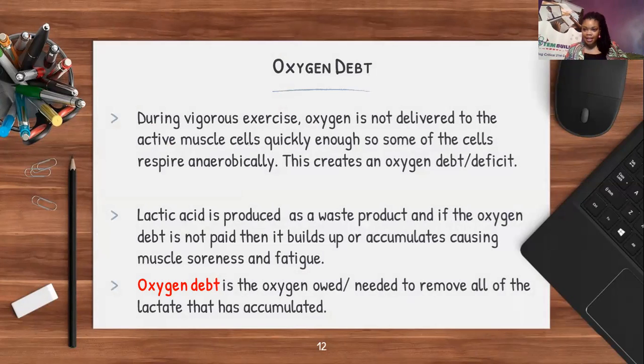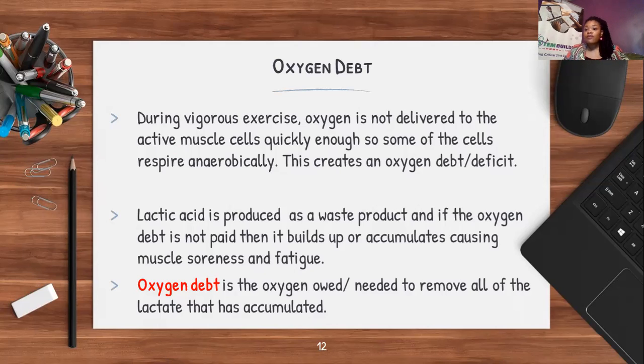Now, what is oxygen debt? That is a question that is often asked in some form, and you have to understand the principle of it in order to apply the knowledge, right? So during vigorous exercise, oxygen is not delivered to the active muscle cells quickly enough. That's what it is saying. Remember, in order for us to get oxygen to our cells, we have to breathe in and take in that oxygen. Now, if we're doing vigorous exercise, you can't take enough breaths for how vigorously you're working out, or to meet the demand that the cells require. So you're exercising and you're breathing.